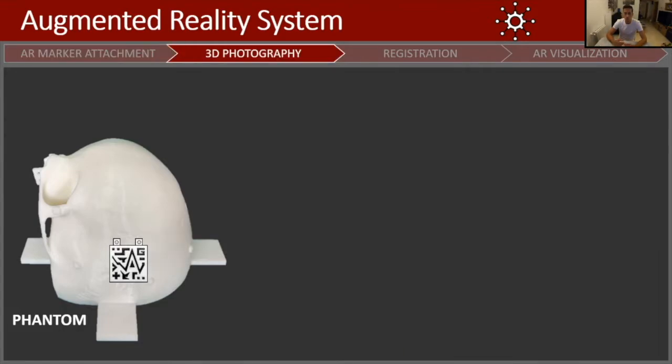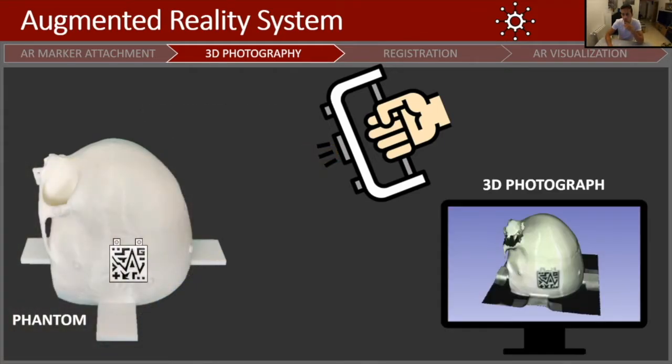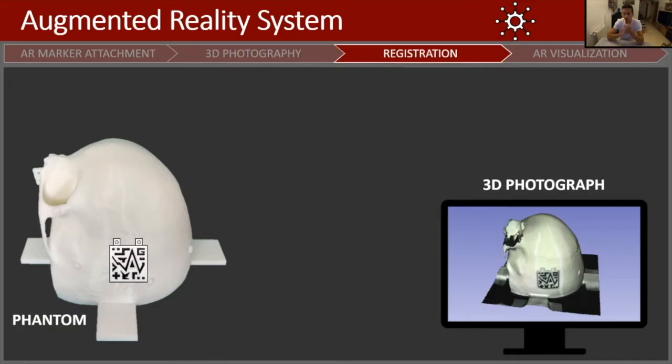Then, the next step after the markers have been attached is to localize the markers. So we need to know where the markers are with respect to the anatomy of the patient in order to know where to position the virtual data. To do that, we used 3D photography. So we use a structured light scanner device to perform a 3D photograph, which contains the geometric and textural information of the anatomy.